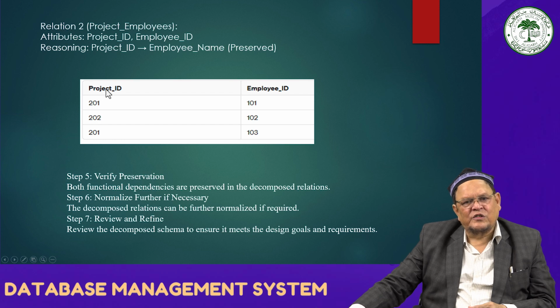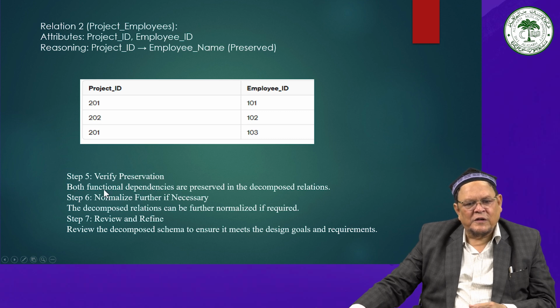So here you can see on the screen project ID and employee ID. Project ID 201, employee ID 101, 102, 103. So then here you have to verify the preserving. Both the functional dependencies are preserved in the decomposed relation.